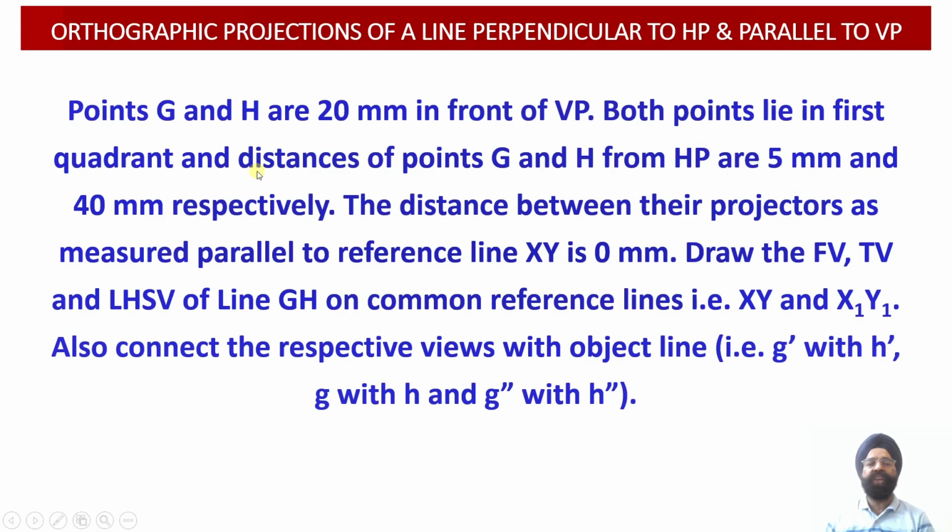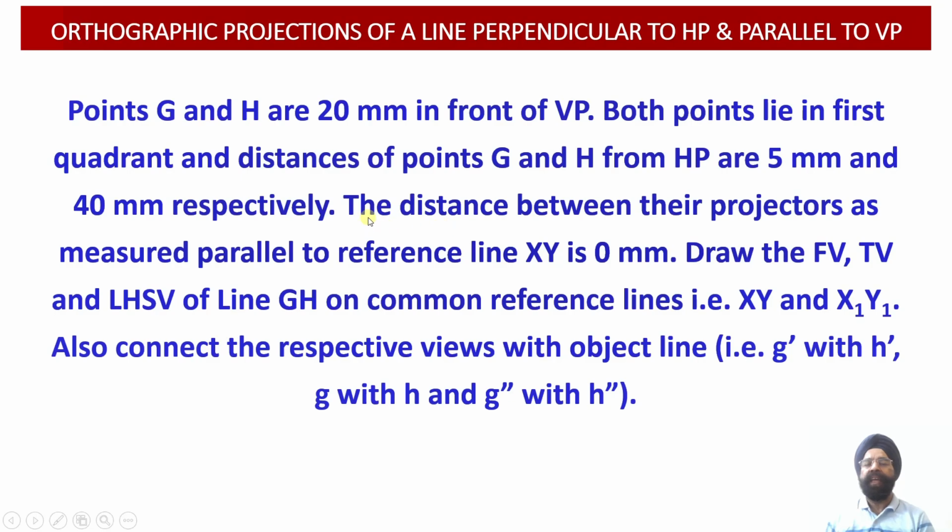Therefore, the front view projections will be drawn above the XY reference line, and the top view projections of both the points G and H will be drawn below the XY reference line. Another piece of information we have been provided with is that the distances of the points G and H from the horizontal plane are 5 millimeter and 40 millimeter respectively. That is, the front view corresponding to the point G, that is G dash, will be available 5 millimeter above the XY reference line, and the front view corresponding to the point H will be available 40 millimeter above the XY reference line.